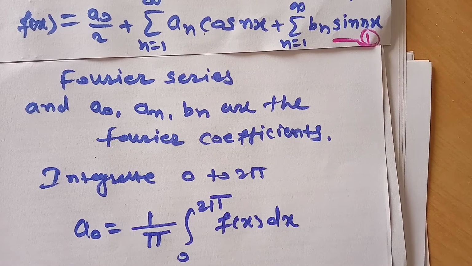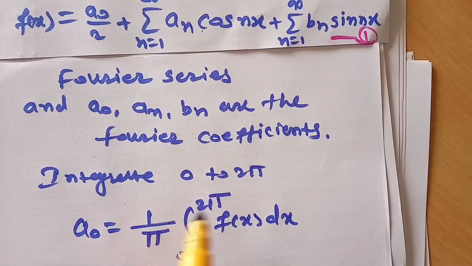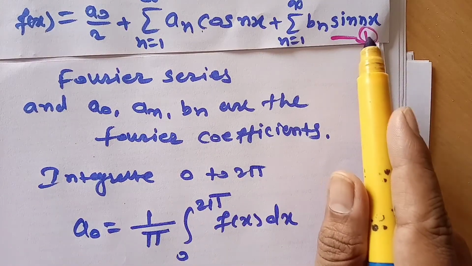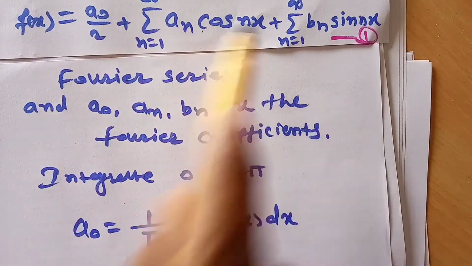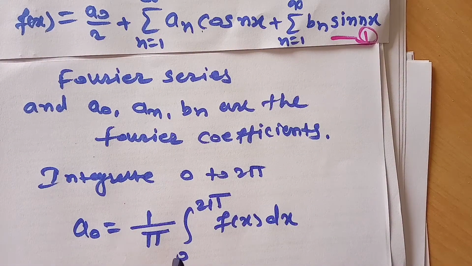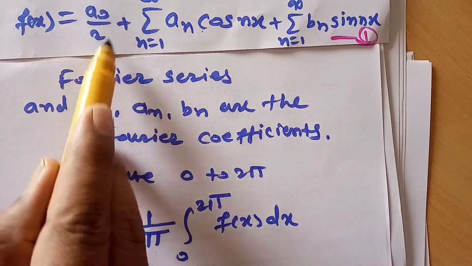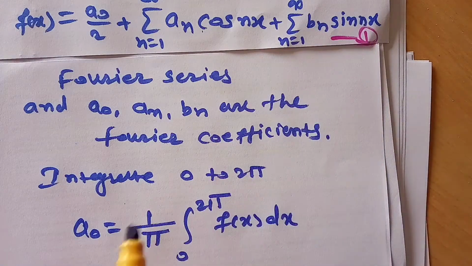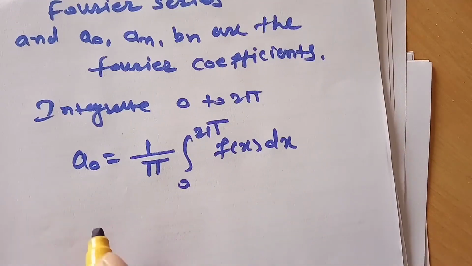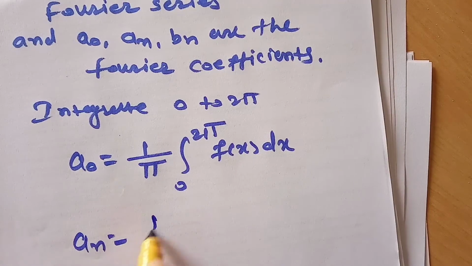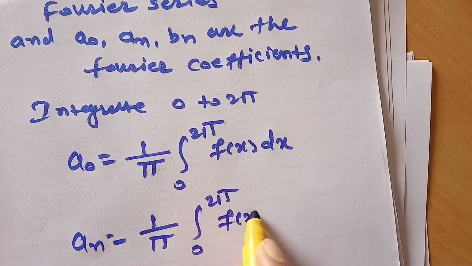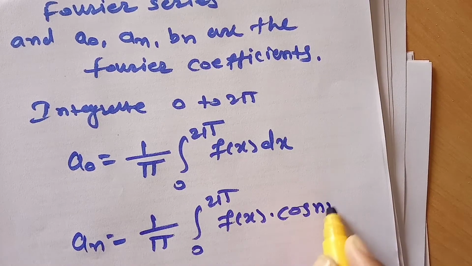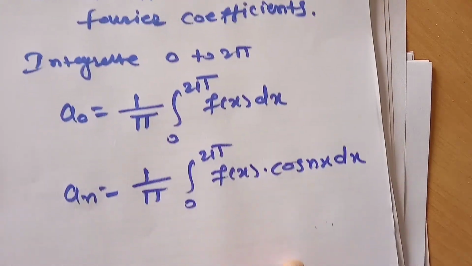Again, if we are integrating equation 1, before that, if I multiply this equation by cos of nx and integrate between 0 to 2 pi, then this term becomes 0, this term becomes 0, and we only get a_n equal to 1 divided by pi integration 0 to 2 pi f of x into cos of nx into dx. This is your second Fourier coefficient.